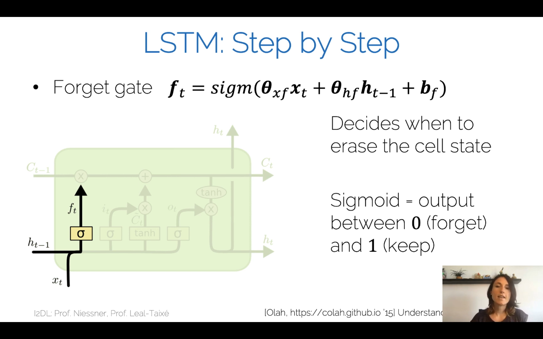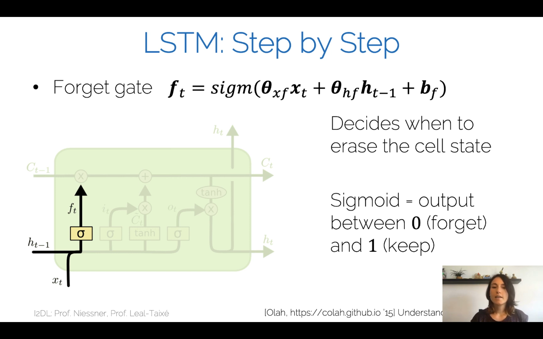So let's look at the LSTM step by step. Let's start with the forget gate. Remember that we had two important ingredients, the cell and the gates. And there are three types of gates, and we're going to start with the forget gate. So the forget gate decides immediately at the beginning here when to erase the cell state. Now, this forget gate is governed in the end by a sigmoid, so the output is between 0 and 1, and it is multiplied to the cell state. So we multiply the output of the forget gate to the cell state.